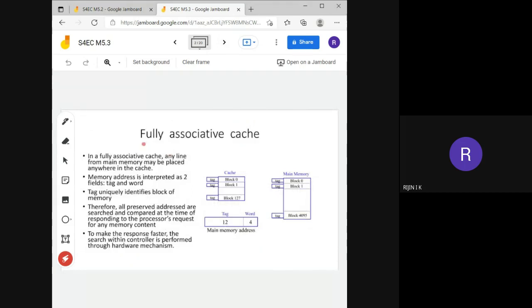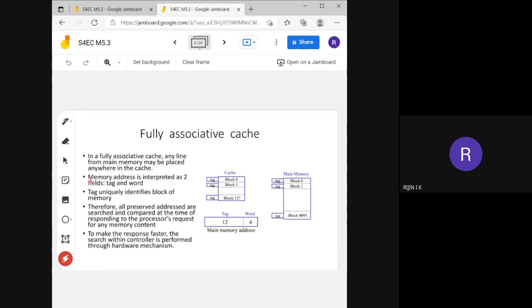Then the last one is fully associative cache memory. Fully associative cache means any block from main memory may be placed anywhere in the cache memory. That means block 0 can be placed anywhere from 0 to 127 in the cache memory. So in fully associative cache, any line from main memory may be placed anywhere in the cache.